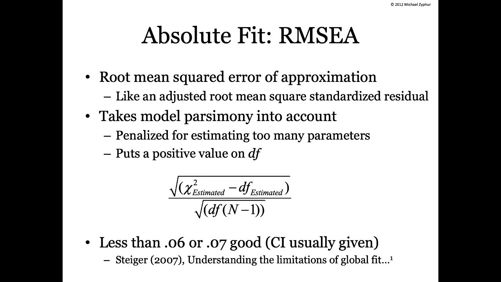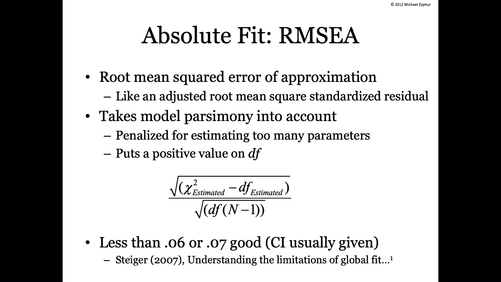Again, right next to the turnips in the vegetable aisle, parsimony. So the root mean squared error of approximation is like an adjusted SRMR, or standardized residual. Basically, what they're doing is trying to take model parsimony into account. There's the formula for it. You get penalized if you have too many parameters.